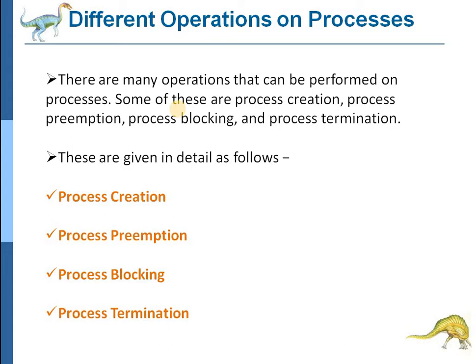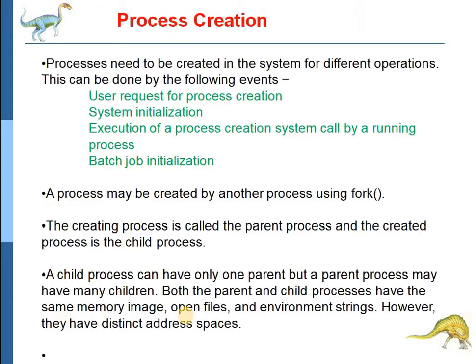There are many operations that can be performed on processes. Some of these are process creation, process preemption, process blocking, and process termination. Now we will see these operations one by one in detail. The first is process creation. Processes need to be created in the system for different operations. This can be done by the following events.